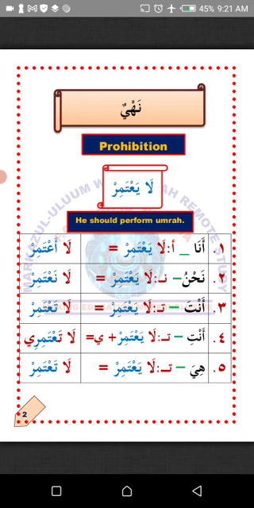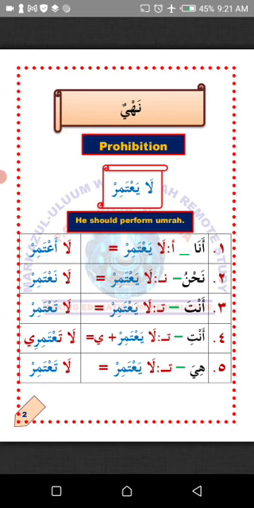Thalatha, number three. Anta, you, representing a single male person. So how do we change the verb la ya'tamir to suit anta? All you need to do is to detach ya'un and attach ta'un. So the verb la ya'tamir will now become la ta'tamir, which means don't perform umrah, talking to a single male person.